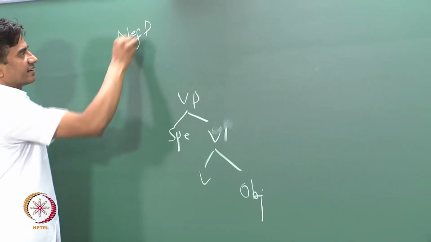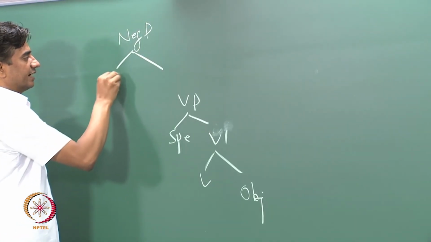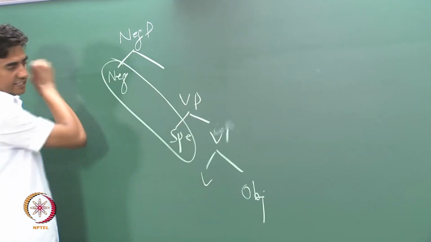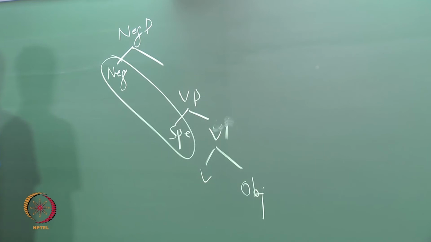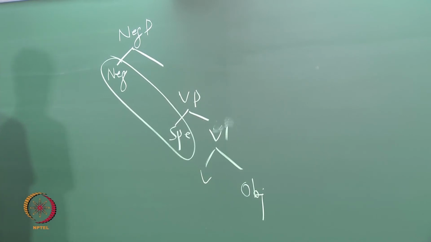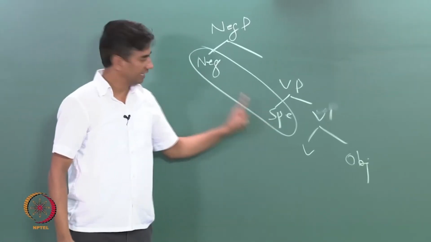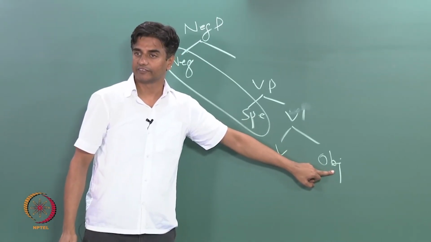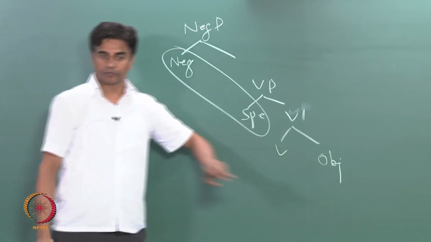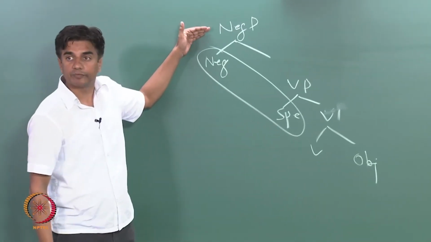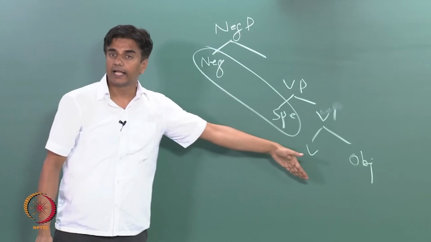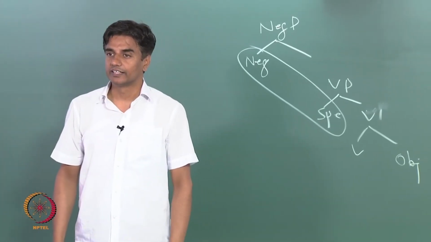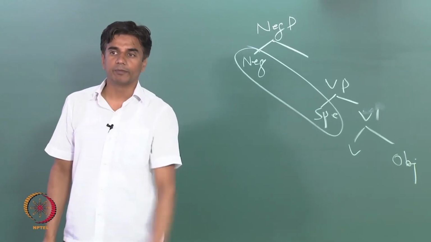Negation. From here, it can C-command this position. Okay? Can C-command this position. It can also C-command this position. Alright? Therefore, negation being in the functional domain helps licensing configurations. Right? But there is a problem here.